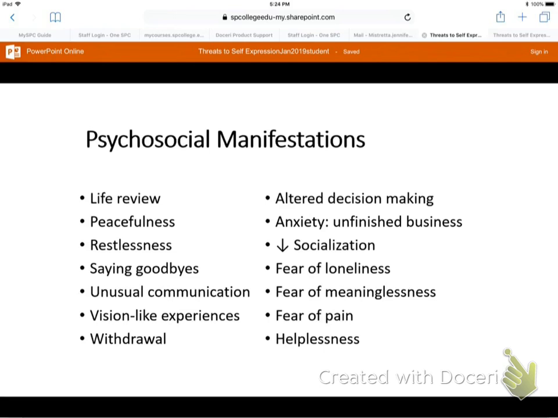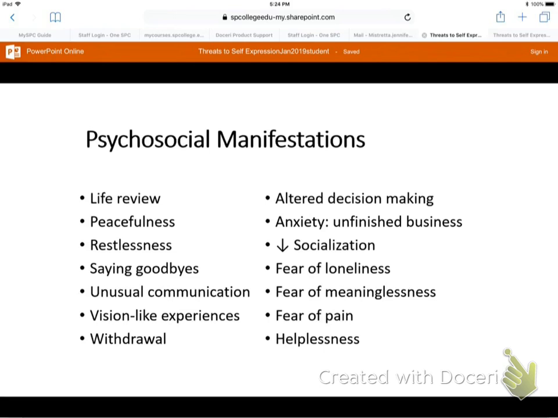Again, the saying goodbye. Sometimes there's just that person they need to talk to. Sometimes all of a sudden, you'll see the patients suddenly, it's like they know, and so they start saying, this is probably going to be the last time we see each other, and you're like, what happened between today and yesterday? But sometimes they just know.